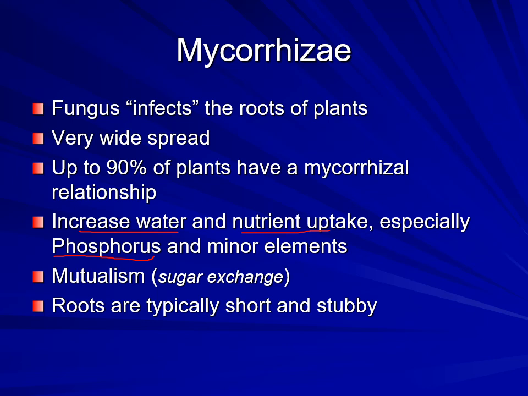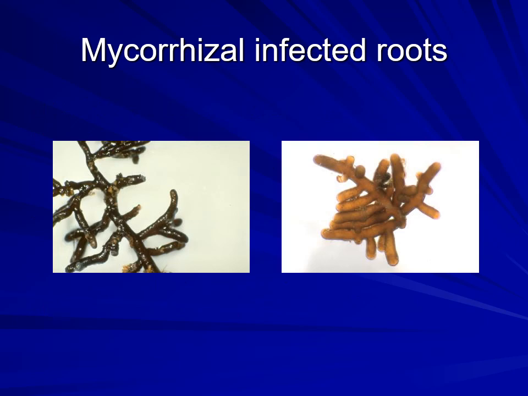This is what roots look like once they're infected. They kind of look like fat fingers. They look like my hand. If you're ever digging up a plant and you see that the roots are sort of thickened like that, then you know that they've had a mycorrhizal relationship.